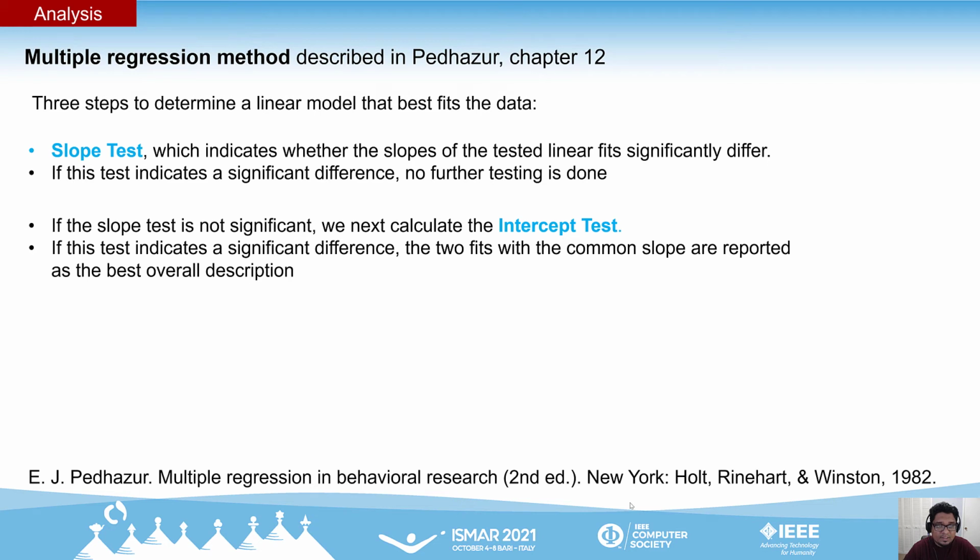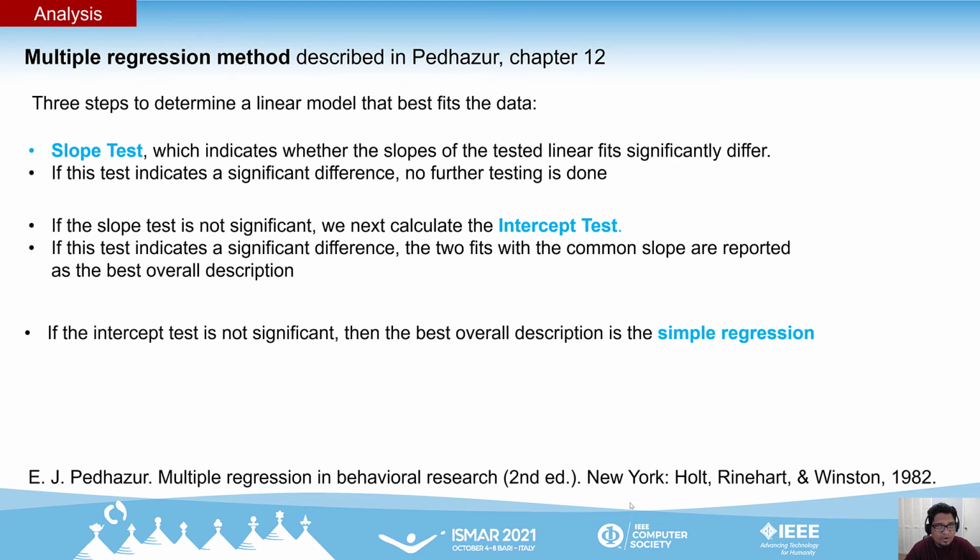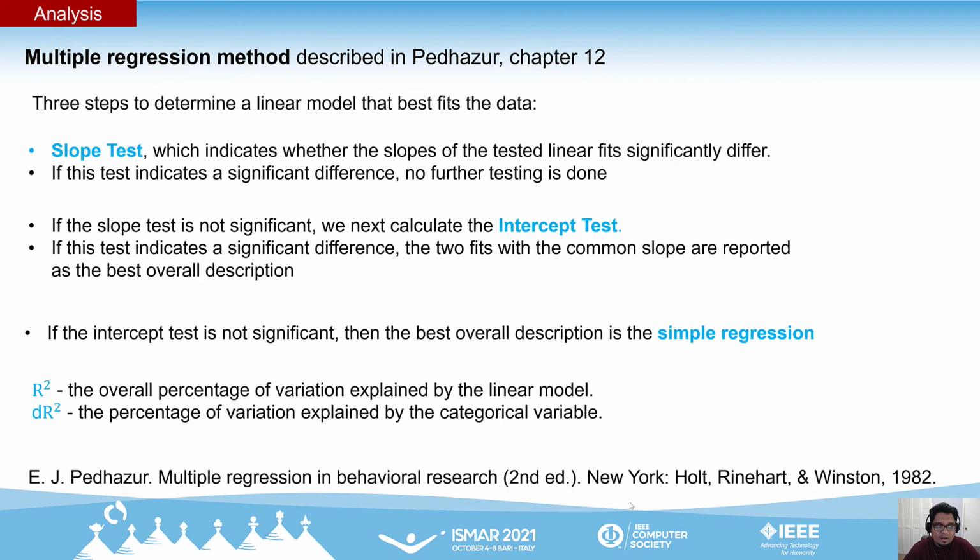If the intercept test is significant, then the 2 fits with a common slope are reported as the best overall description of the data. If the intercept test is not significant, then we use a simple regression for describing the overall data in the experiment. We also reported the effect sizes R square and dR square, where R square is the overall percentage of variation explained by the linear model, and dR square is the percentage of variation explained by the categorical variable.